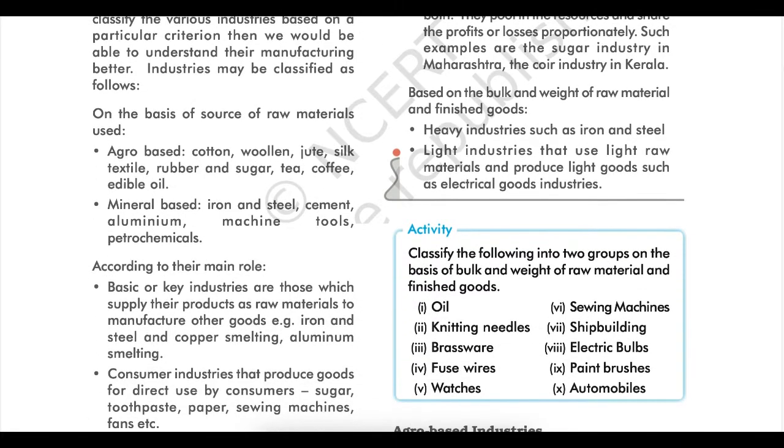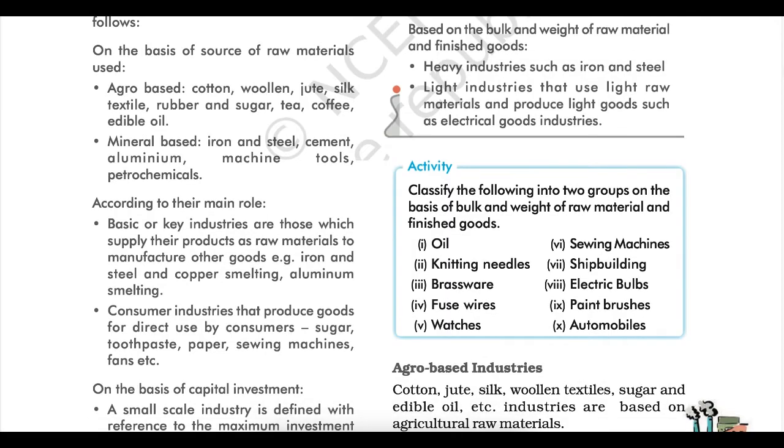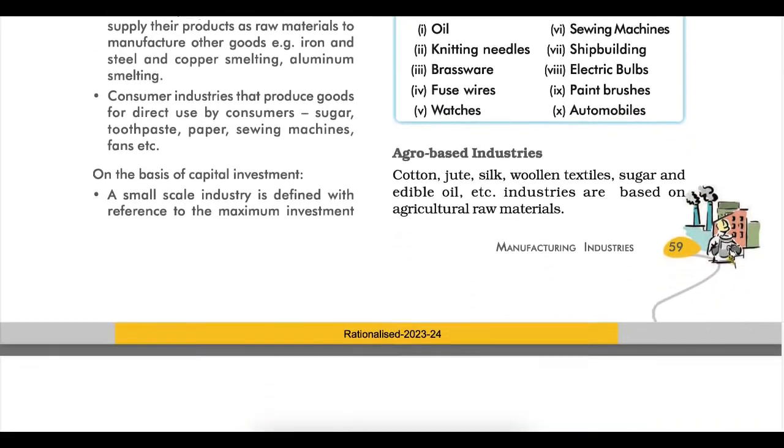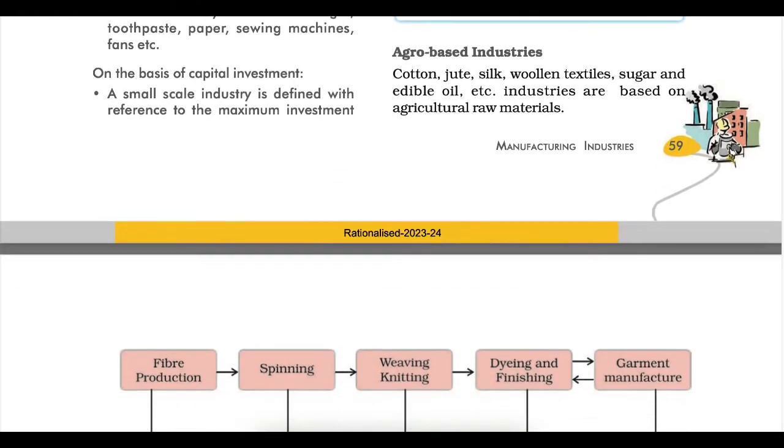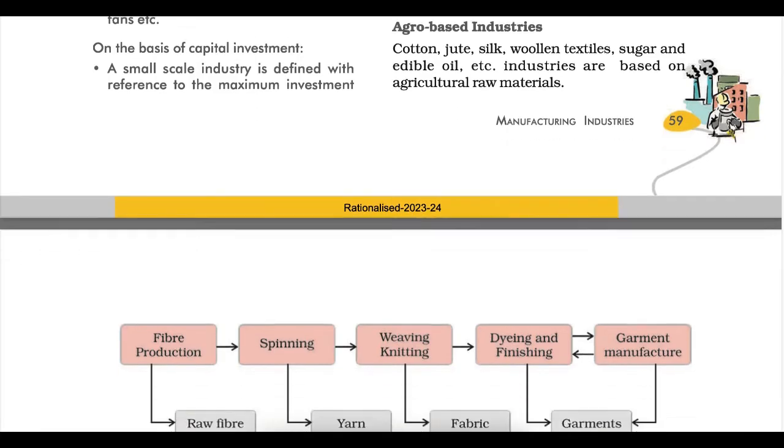Based on the bulk and weight of raw material and finished goods, there are heavy industries such as iron and steel, and light industry that use light raw material and produce light goods such as electrical goods industries. Agro-based industries, cotton, jute, silk, woolen textiles, sugar and edible oil, etc. industries are based on agricultural raw materials.